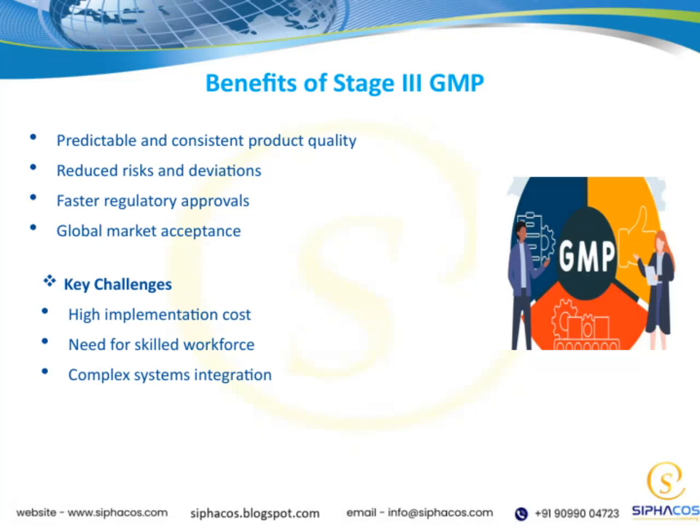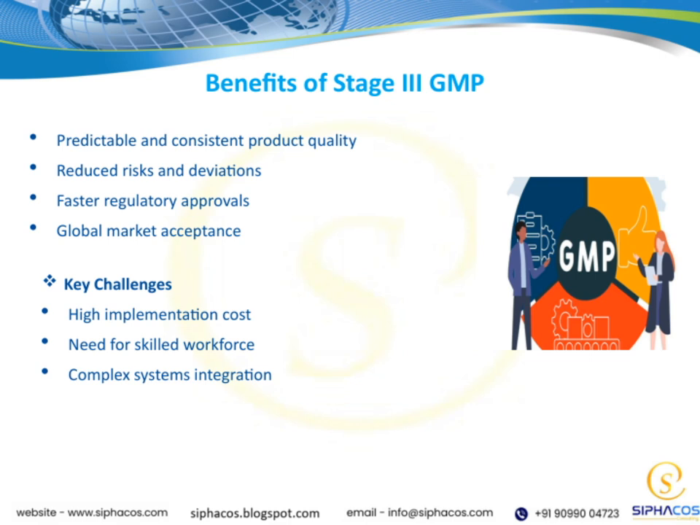Now, let's take a look at some of the key challenges we face in advancing our manufacturing processes. One of the biggest hurdles is the high implementation cost, which can be quite significant when adopting new technologies or upgrading existing systems. Alongside that, there's the need for a skilled workforce, people who understand the complexities of these advanced systems and can operate them efficiently.